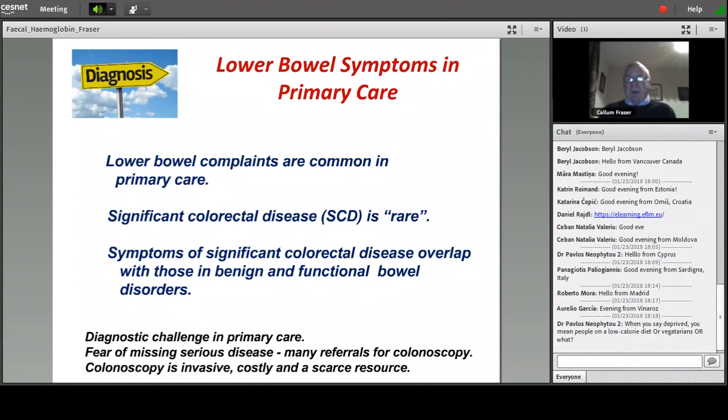It is now passed to the second use of FIT, assessment of people who present with lower bowel symptoms in primary care. People complaining of such symptoms are very common, about 10% of presentations in primary care with lower abdominal symptoms. Significant colorectal disease is rather rare.